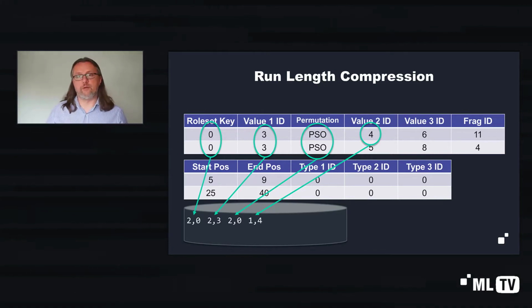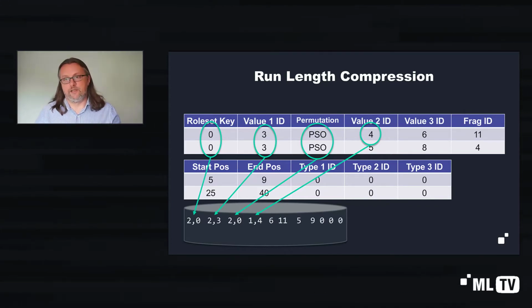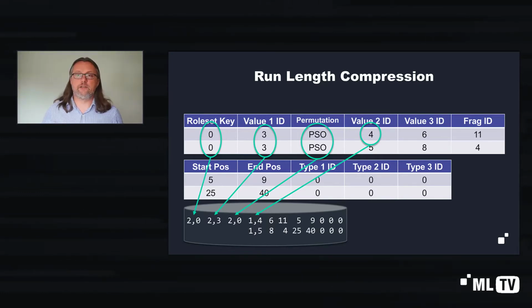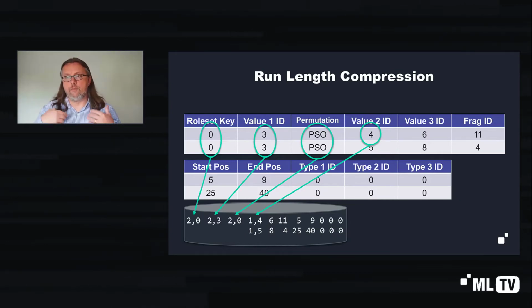And so value 3, we don't run length compress. The rest of that data is just put into the triple index without run length compression. What that means is because we've recorded two lots of roll set key 0, the next row doesn't need to record a roll set key. Neither does it need to record a value 1 or permutation. So we can start directly with the value 2 ID. So one lot of value 2 equals 5, and then the rest of that information. The run length compression saves us quite a lot of repeated information in the triple index.